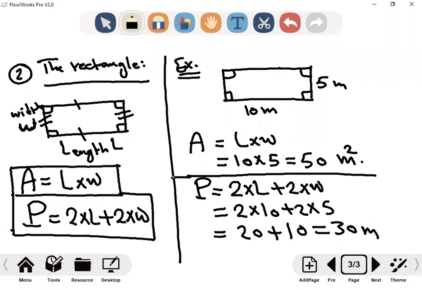Okay, right. So this is example of the rectangle. So for the rectangle, guys, we have area length by width. We have perimeter 2 by length plus 2 by width. And here is an example of our formulas here. Try to finish writing. I'll give you 1 or 2 minutes quickly. And we will move to the third figure.